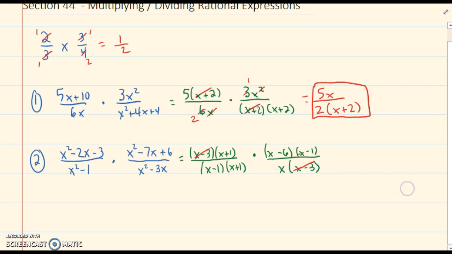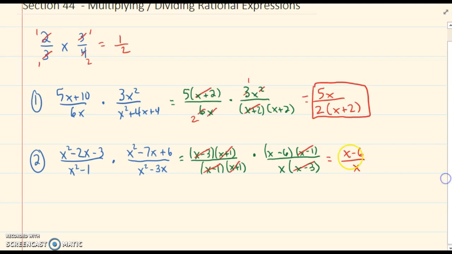And I see an x minus 1 in these. But there's one more factor I can cancel. I can cancel out these x plus 1s because they're directly on top of each other. Really what I'm looking for is in the end product, if I have something that would be in the numerator and denominator, then I can get rid of it. And so the only thing that's left is this x minus 6 and this x. And I can't go any further than that.